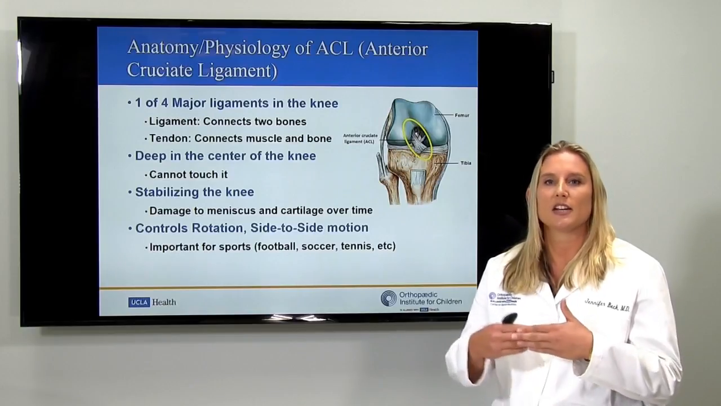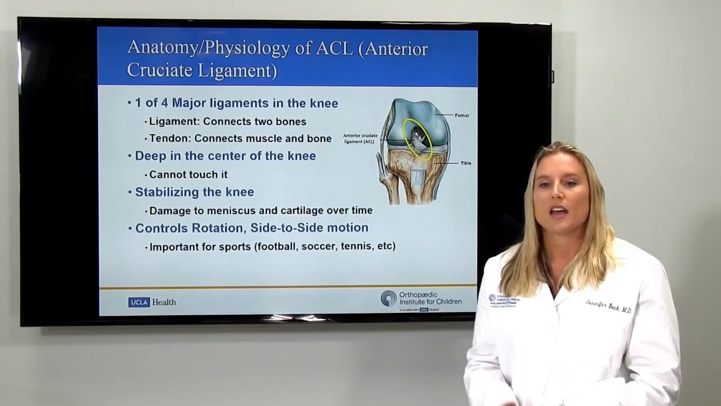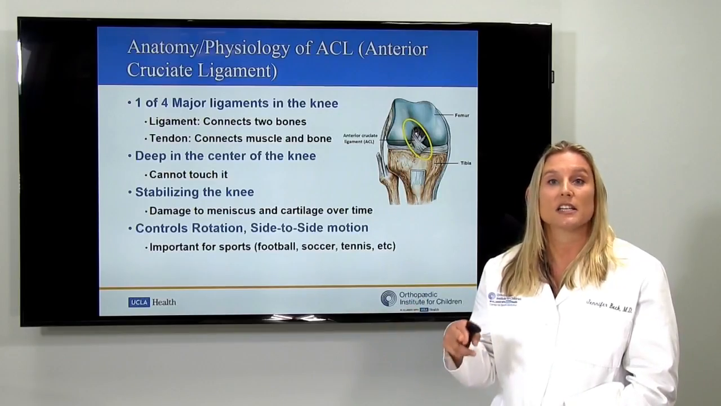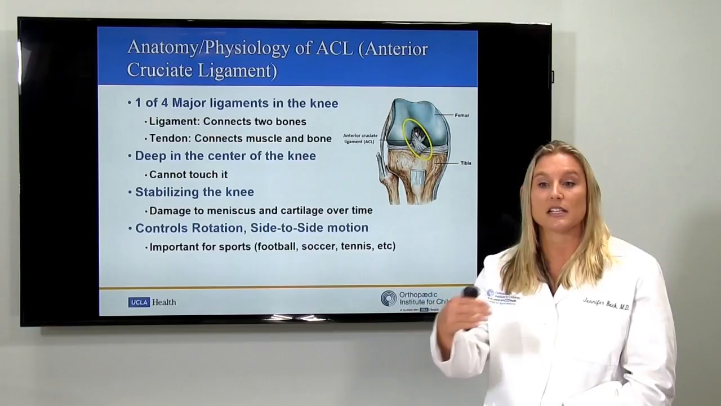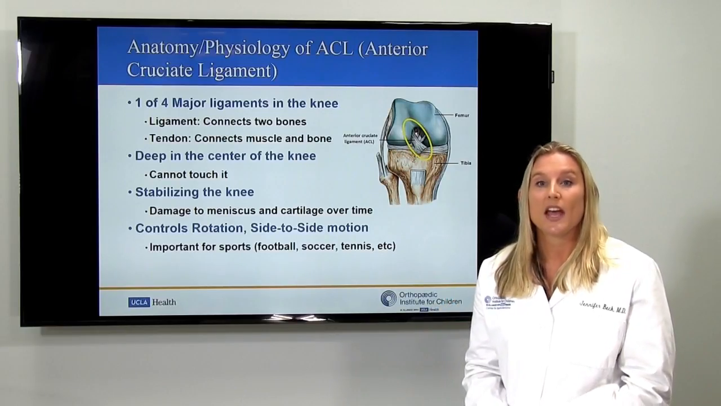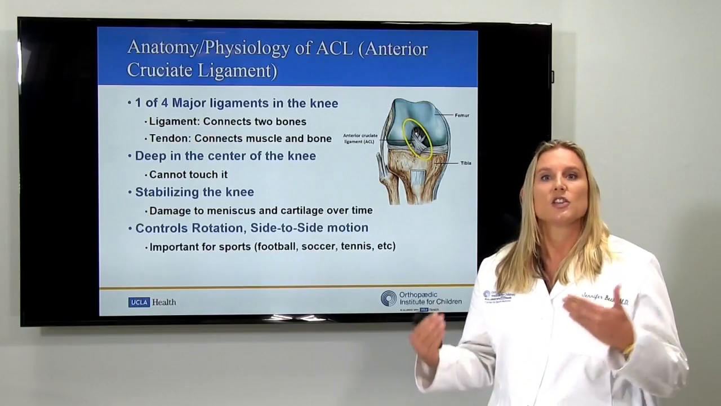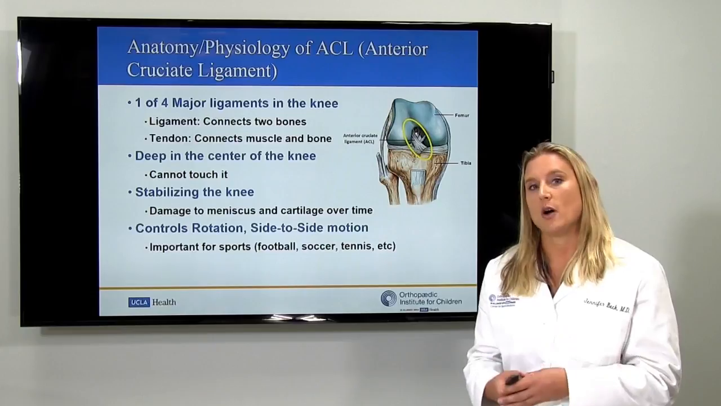Anterior just means that it attaches in the front part of the knee, on the front part of the shin bone. Cruciate means that it's a crossing type ligament because it goes across in a side-to-side trajectory, as you can see highlighted in this yellow circle. Then ligament, lots of confusion about what's a ligament and what's a tendon. So a ligament is something that connects two bones.